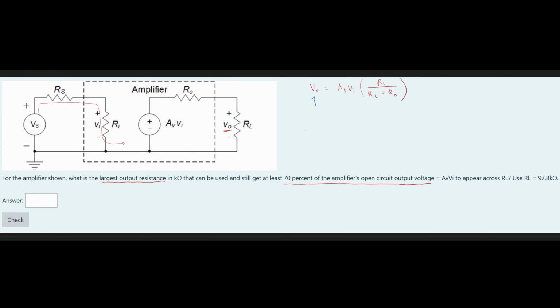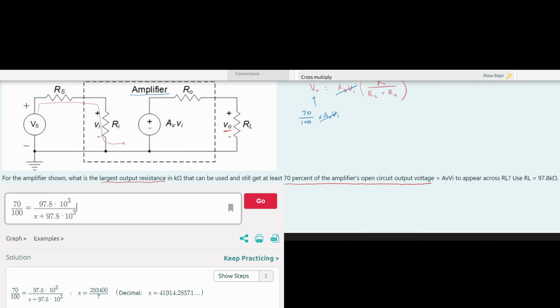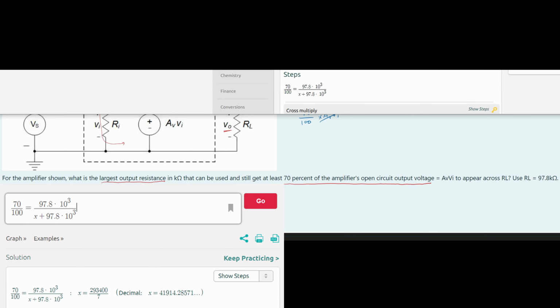Now V out itself, the output, is 70 over 100 of the amplifier's open circuit output voltage. When we look in the amplifier, the open circuit output voltage is our AvVi, and so these can cancel out. We're just left with 70 over 100 equal to our RL over the RL plus our R naught. If we plug the values into a calculator, we're going to get this right here.